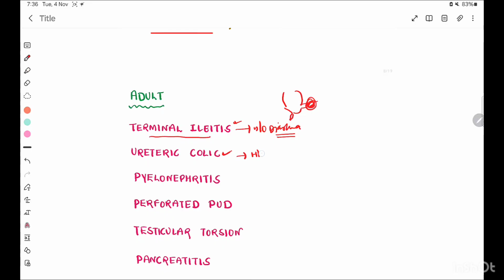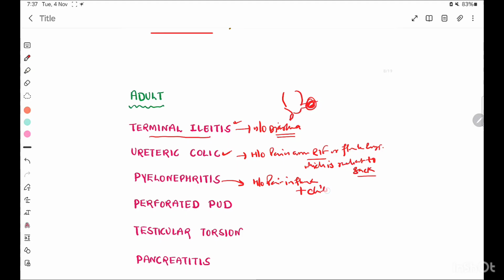So there will be a history of pain around the right iliac fossa or flank region, which is radiating to the back. There will be radiation of pain to the same side on the back in case of ureteric colic. In case of pyelonephritis, there will be a history of pain in the flank region with chills and rigors. So this will be the point on history in favor of pyelonephritis.